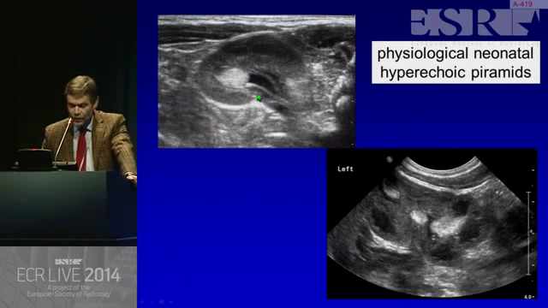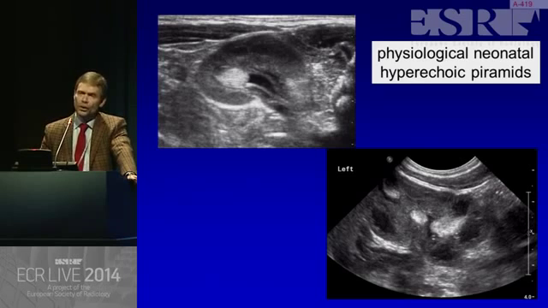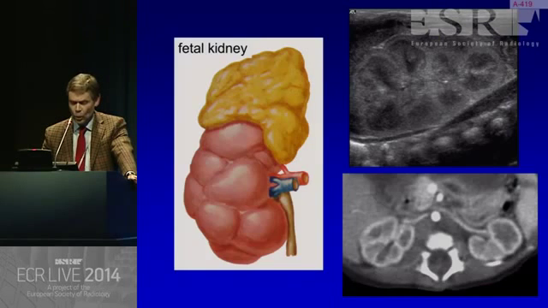And if you see it, don't accuse the child of medullary nephrocalcinosis or stones. Just look at the child after 1 or 2 weeks, and probably it has disappeared. These are physiological neonatal hyperechoic pyramids, quite normal. As normal as the fetal lobulation.